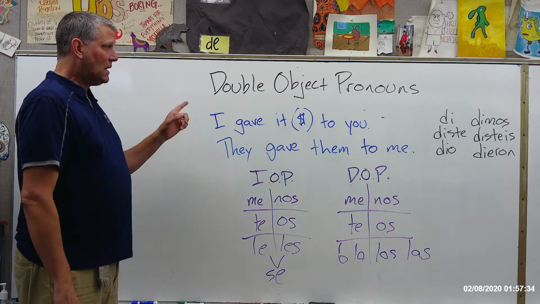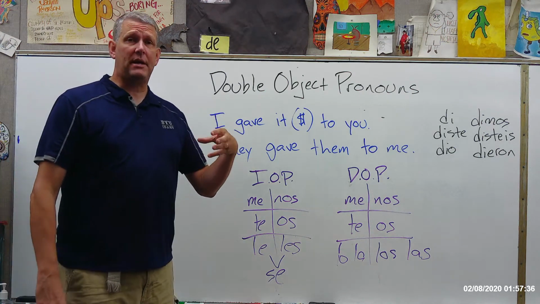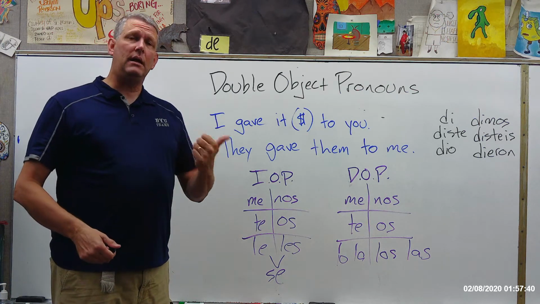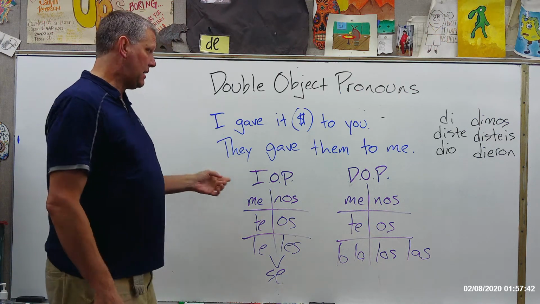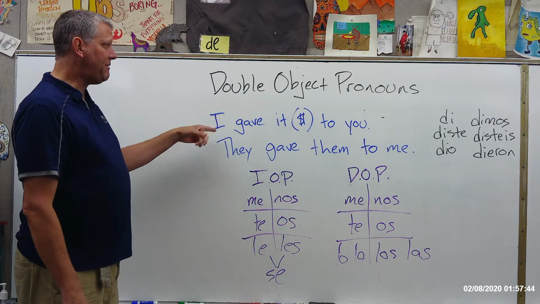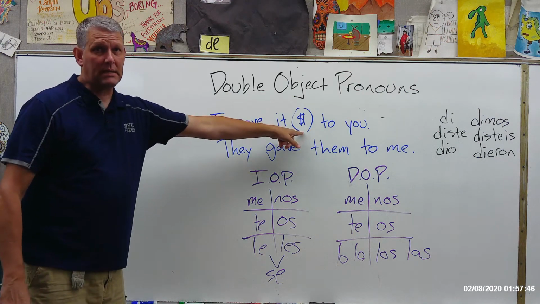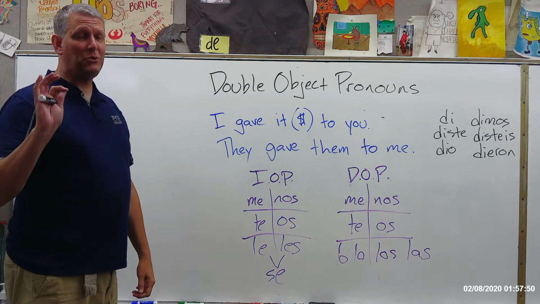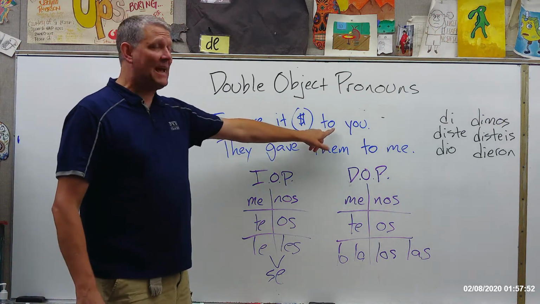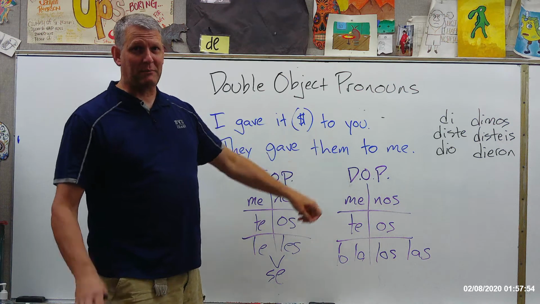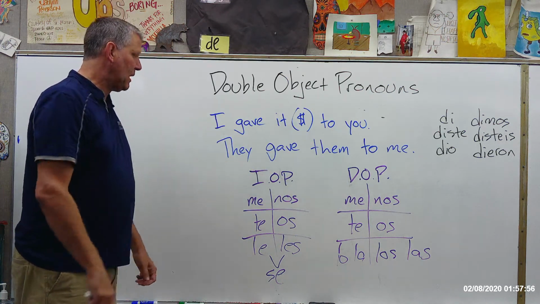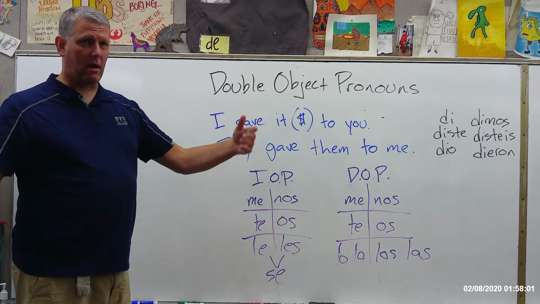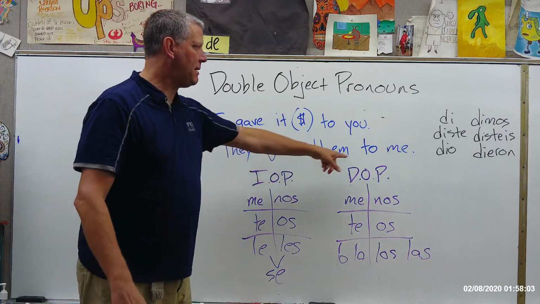Okay, sometimes in a sentence, in English and in Spanish, we have both a direct object pronoun and an indirect object pronoun, okay? And I put a couple here on the board. I gave it, got the little money sign there, I gave it to you. Now, for you grammar nerds out there, yes, technically that is the object of a preposition, but it's okay, it'll work here. And then another one here is they gave them, whatever they are, we'll say shoes. They gave them to me.